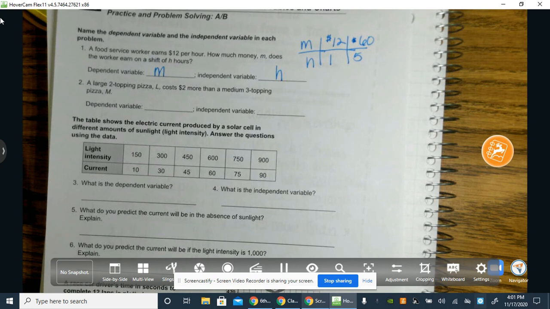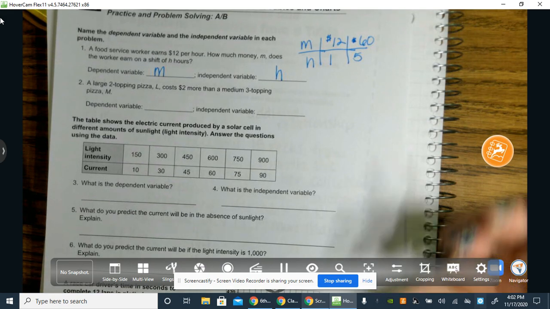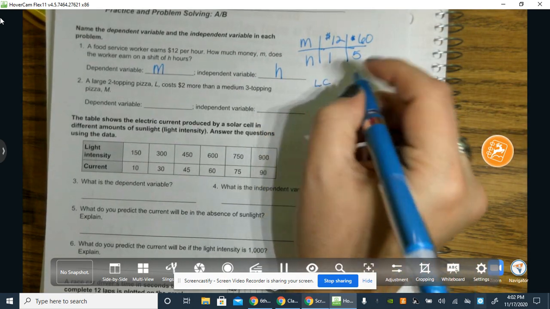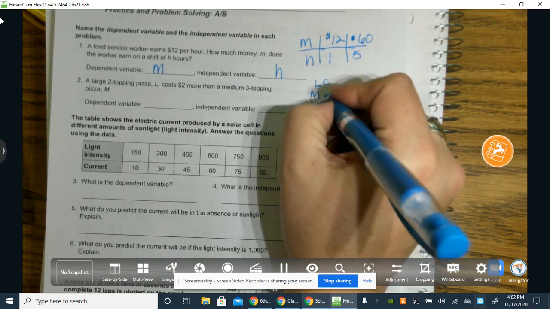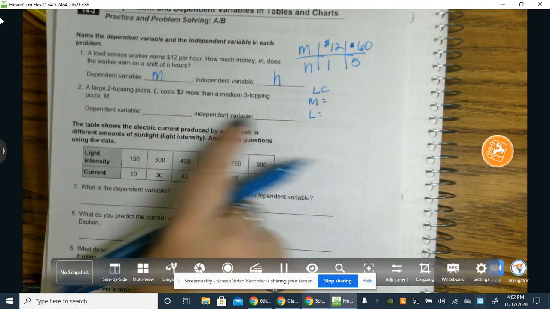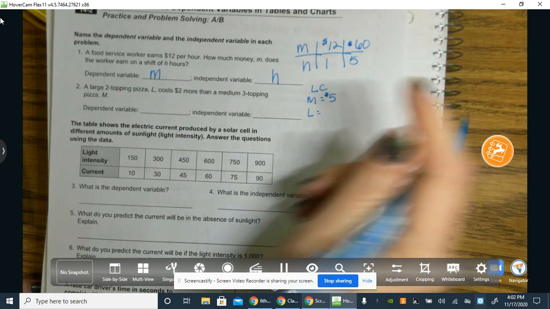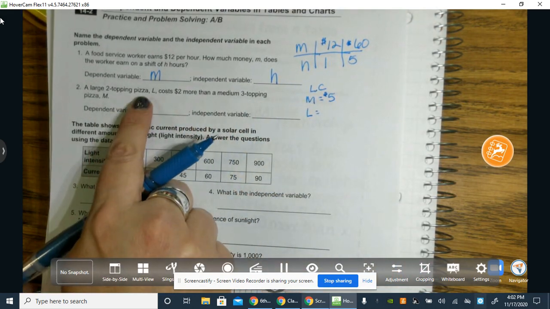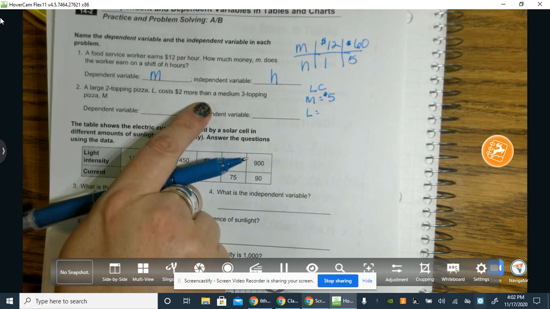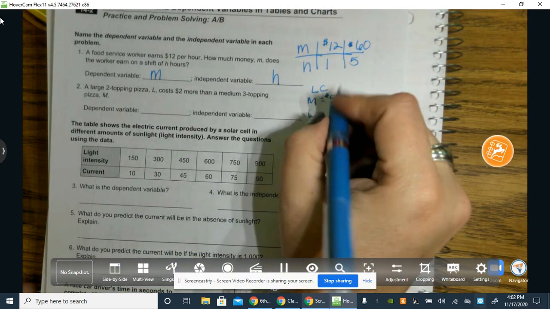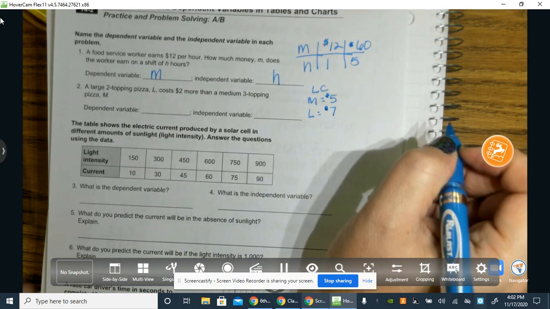Okay. Number 2, a large 2-topping pizza costs $2 more than a 3-topping medium pizza. What we did in class is we talked about places like Little Caesars, the medium and the large. It doesn't tell me the price, so let's just say the medium is $5. A large 2-topping is $2 more than a medium 3-topping, so if the medium's $5, I add 2, and the large would be $7.